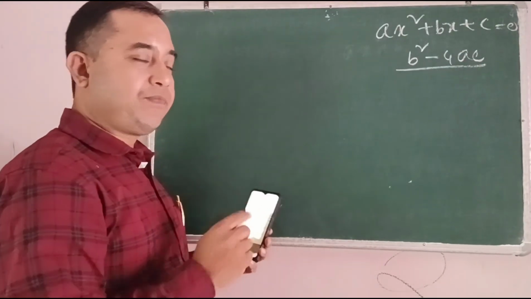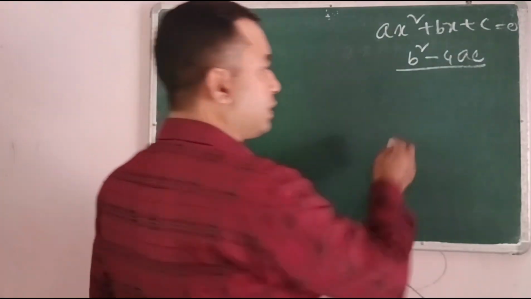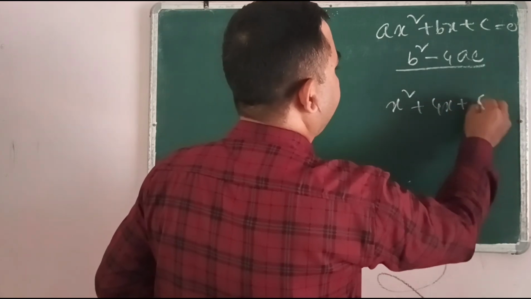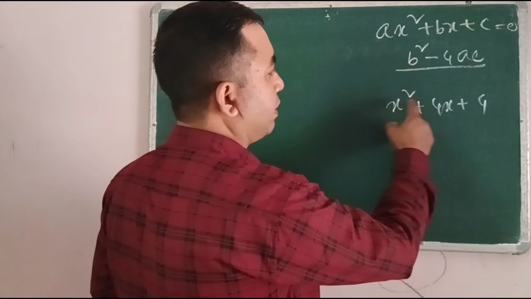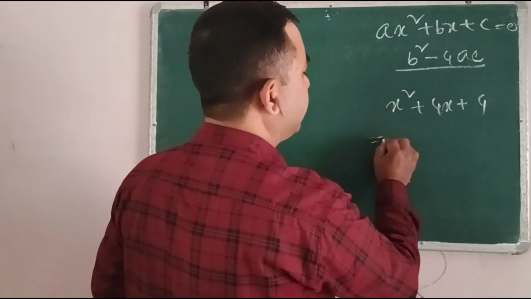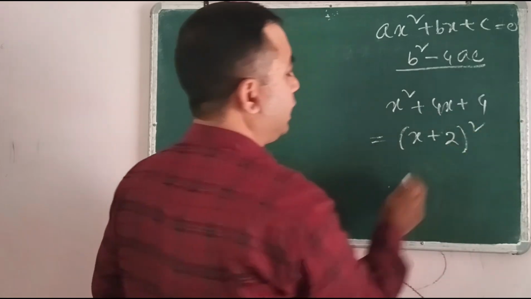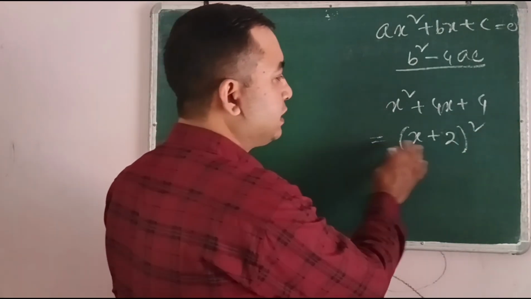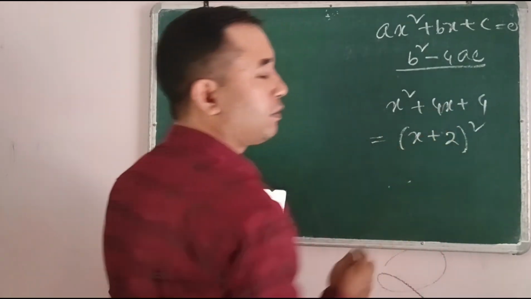And here is the question: if the quadratic equation is a perfect square, what is a perfect square? See, if I write an example like x square plus 4x plus 4, it can be written as x plus 2 whole square. It means it can be transformed into a perfect square. In this case, the discriminant is equal to 0.